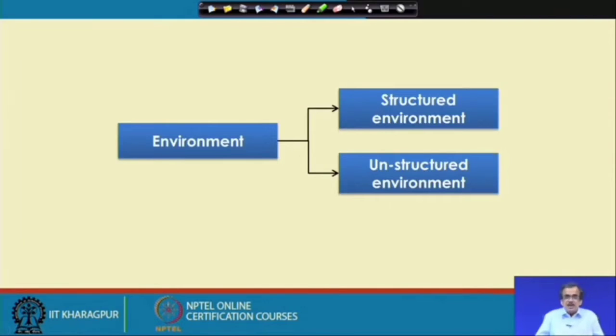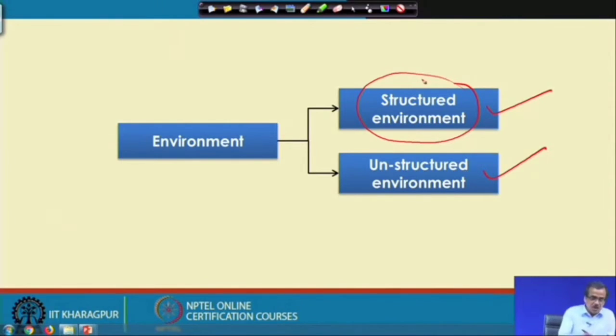Now, if you see, the environment could be either a structured environment, that is the known environment, or it could be unstructured. Now, if the complete information of the environment is known beforehand, that is called the structured environment. For example, say I am just going to solve a motion planning problem like this, where the environment is known. Let me take a very simple example.